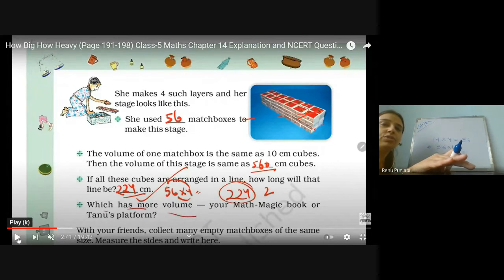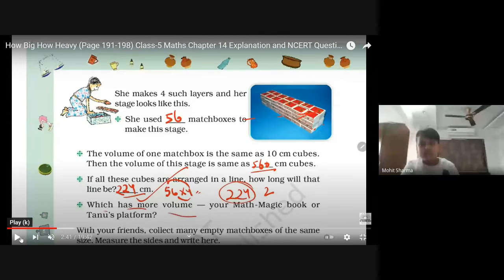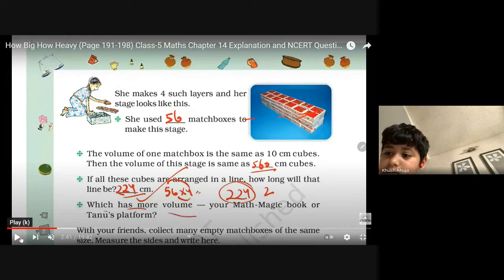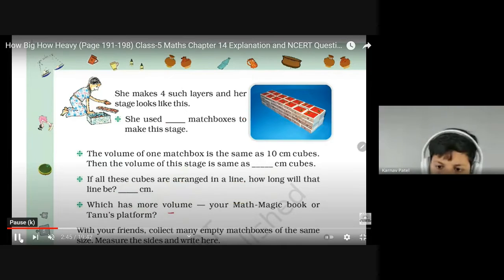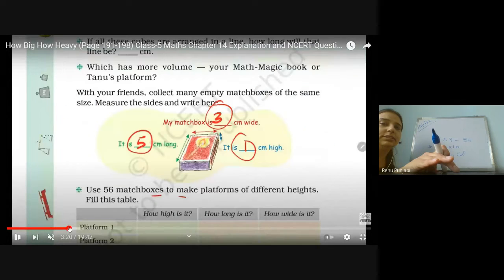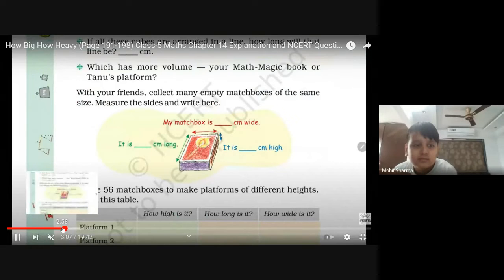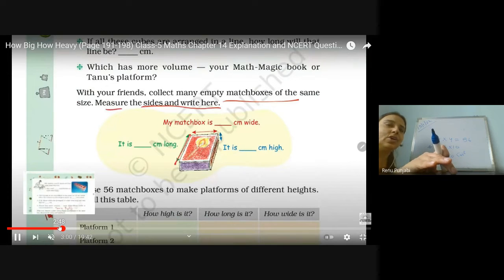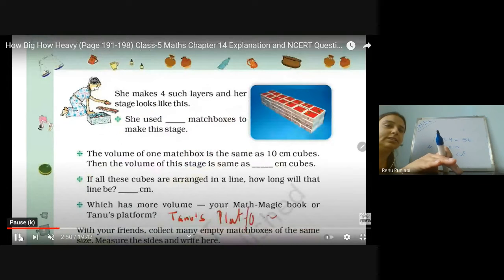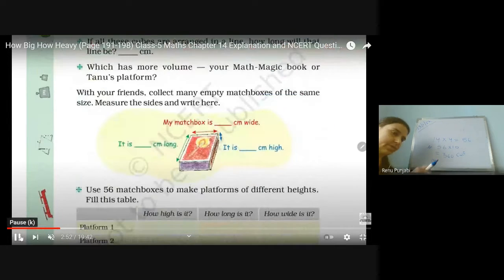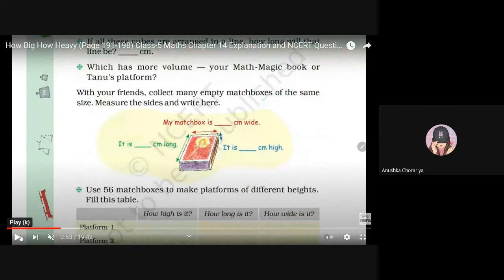Which has more volume? Your matchbox book or Tanu's platform? Your math magic book, sorry. आपने math magic book का भी पीछे volume निकाला था. Math magic book, platform. Tanu's platform is big. Okay. It is your measurement you need to find and say. Now next come down. And my volume of one cube, one matchbox is 11.25.